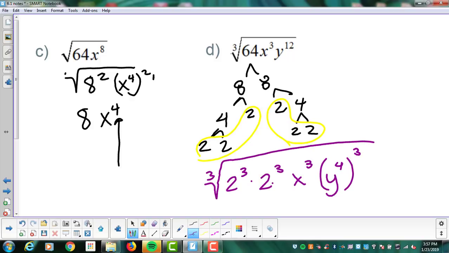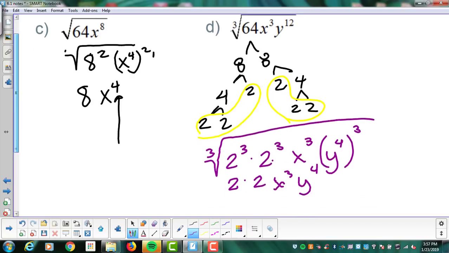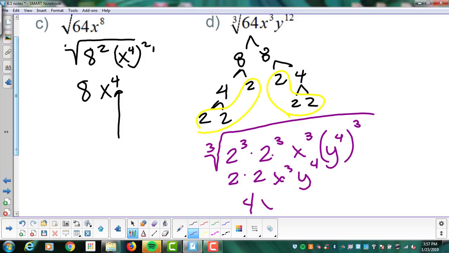And now I can cancel out my exponents with my index. So I'm going to get 2, 2, x to the 3rd, y to the 4th. But 2 times 2 is 4. And I get that. And again, I do not need absolute value on that one because I had an odd index.